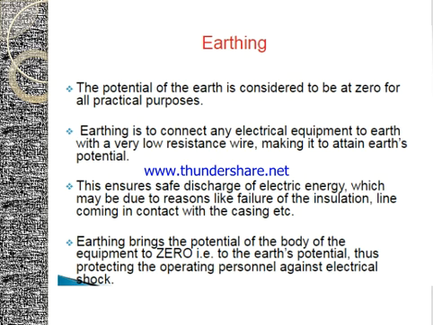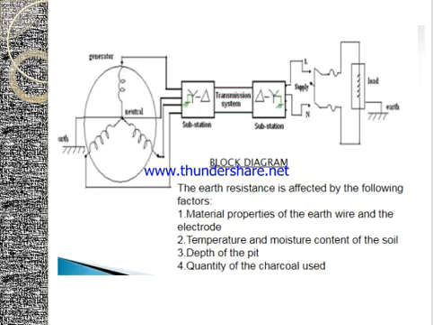Earthing brings the potential of the body or the equipment to zero. That is earth's potential. Thus, it protects the personnel who are operating near the equipment. This is how an electric power system is there. The generation side, next the substation, transmission, and then the substation where it has been stepped down, and finally it has been supplied to the load accordingly.